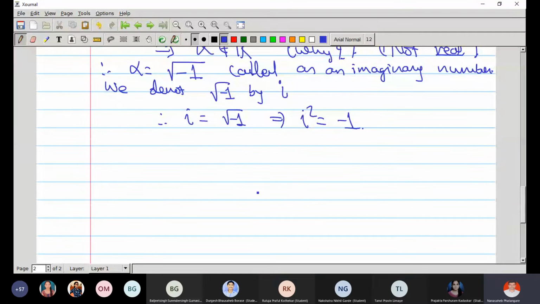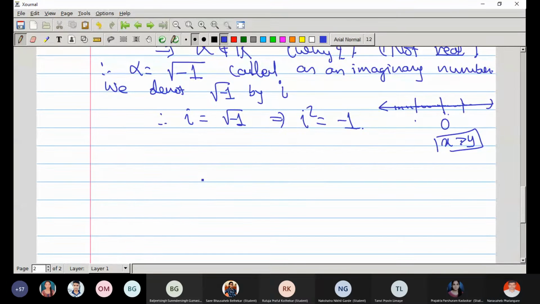Now, as with real numbers, we arrange all the real numbers on a line and we can identify here the additive identity. Numbers on the right side of 0 are positive, numbers on the left side are negative, and if x is on the right side of y, then x is greater than y. X greater than y means on the real line x is on the right side of y. All these things we know about real numbers. So similarly, how do we visualize complex numbers?